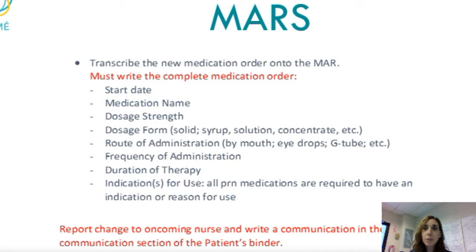When you're transcribing the new medication order into the MAR, you must write the complete medication order. Don't forget the components such as start date, medication name, dosage strength, dosage form, route of administration, frequency of administration, duration of therapy, and indication for use on all PRN medications. Report change to oncoming nurse and write a communication in the communication section of the patient's binder so this really stands out for the next nurse.